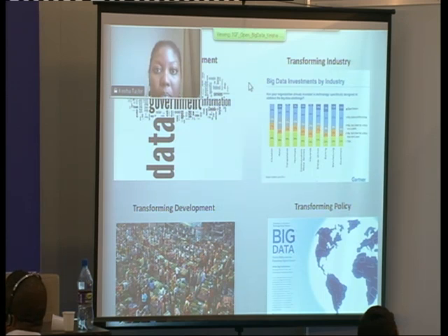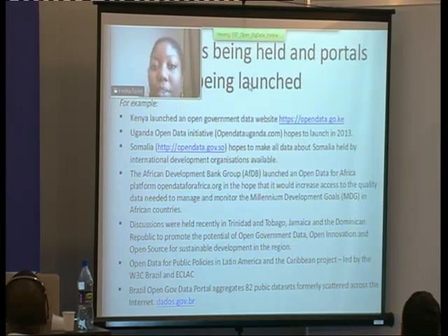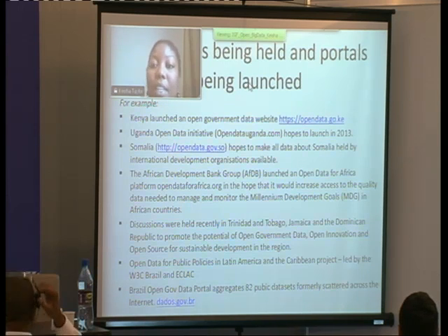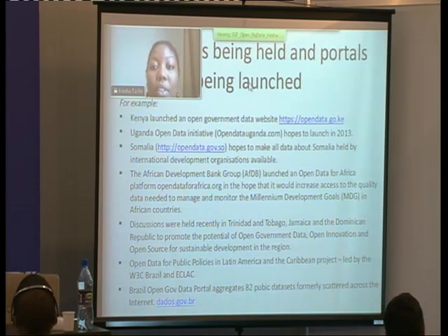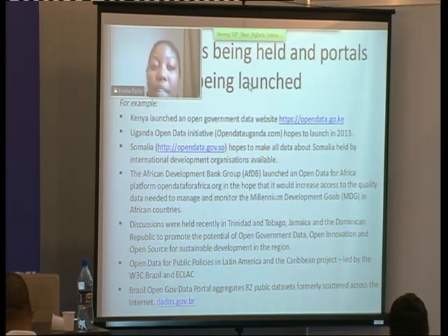So, discussions are being held and portals are being launched around the world, not only in the US or in Europe. For instance, I know the Premier Secretary will speak about this. Kenya has launched an open government data website, and they're very much active in Africa on open government data and open government data reuse. Uganda hopes to launch an open data initiative in 2013. Somalia also hopes to make all data about Somalia held by international development organizations available. The African Development Bank Group launched an Open Data for Africa platform, hoping that it will increase access to quality data needed to manage the MDG goals, the Millennium Development Goals in African countries.